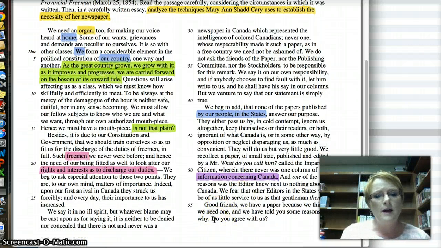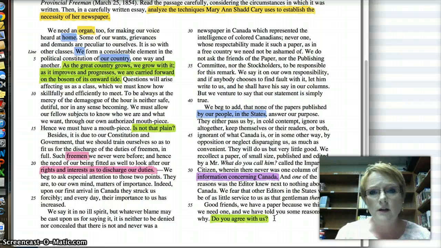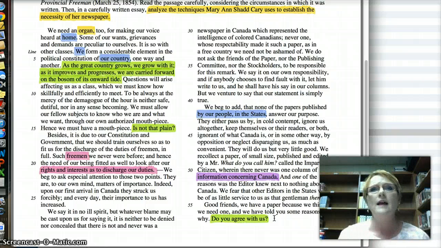Now, if we're thinking about rhetorical questions, over here it says, is that not plain? We also see a rhetorical question at the end. She says, do you agree with us? Well, rhetorical questions don't require answers. So, in this case, do you agree with us? What's the natural answer that you should have? Of course you have to agree with her. Any intelligent person could not disagree with her.